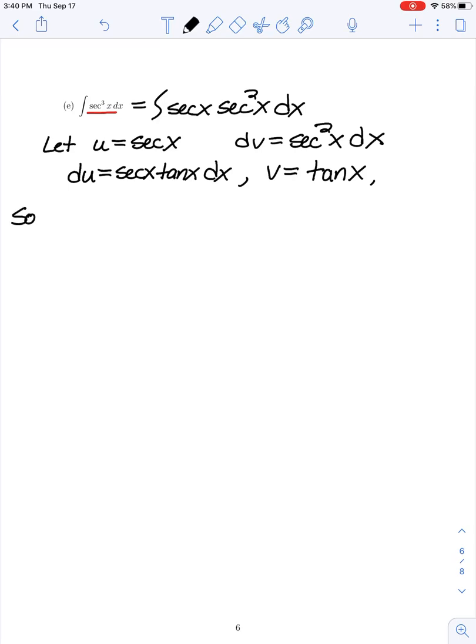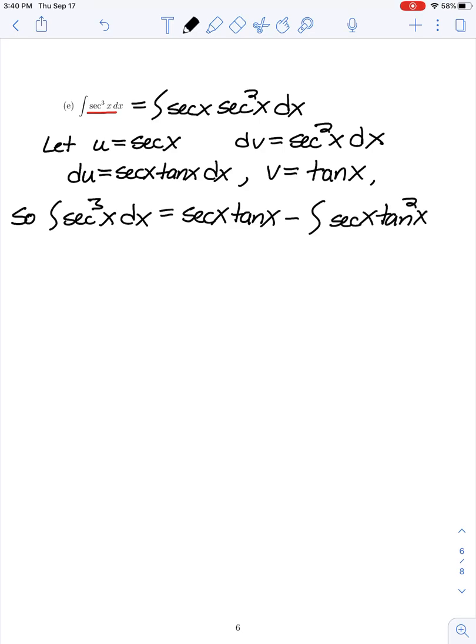So using the integration by parts formula, the integral of secant cubed x dx is given by u times v, which would be secant x tangent x, minus the integral of v du. So multiplying v times du, we would have a secant x times tangent squared x dx. All right.